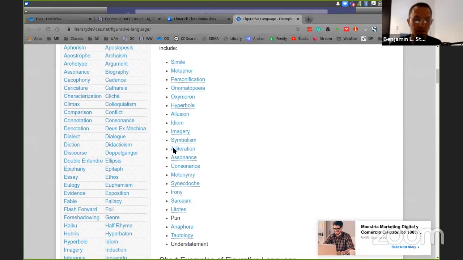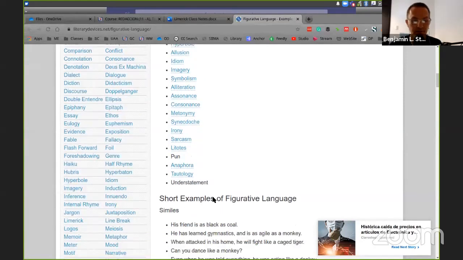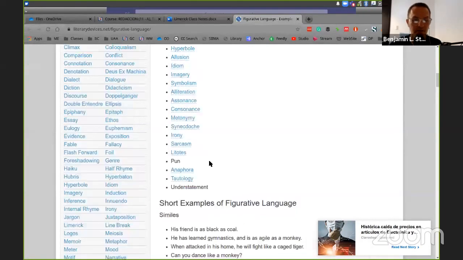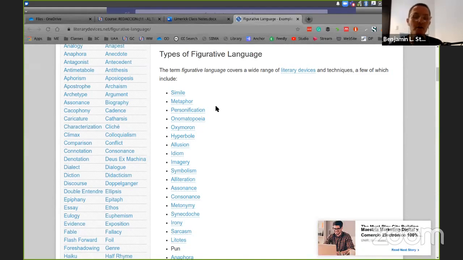Okay, similes, metaphors, personification, onomatopoeia, oxymoron, hyperbole, allusion. One of my favorites, alliteration, right? All of these, irony, sarcasm, anaphora, tautology, right? We're going to be looking at many different types of figurative language over the next 4 weeks. And we're going to be using poems in order to showcase these different examples of figurative language.